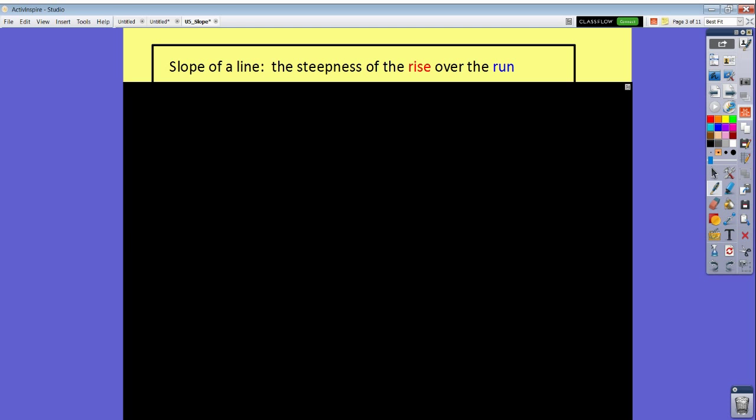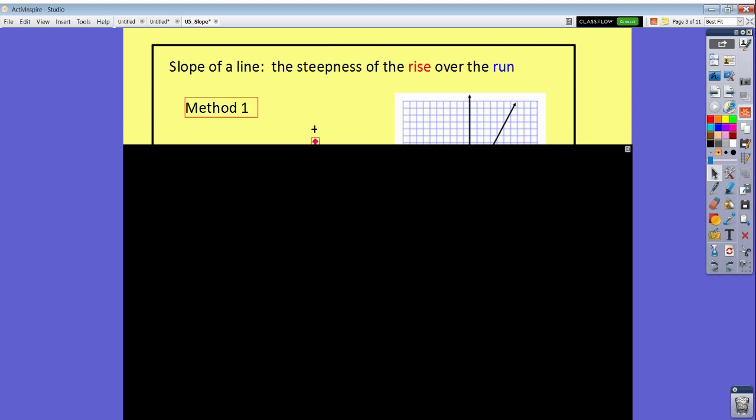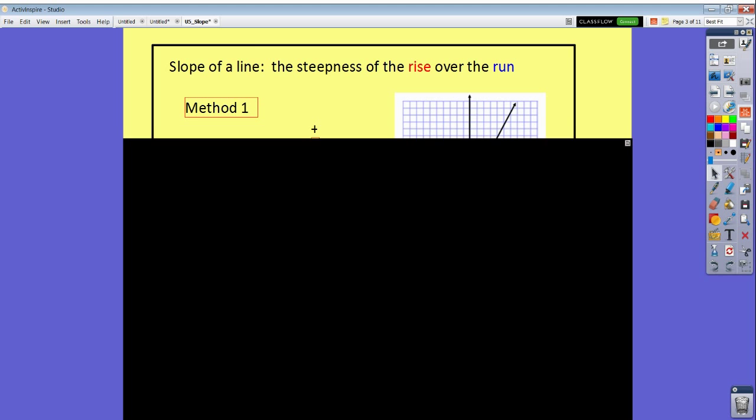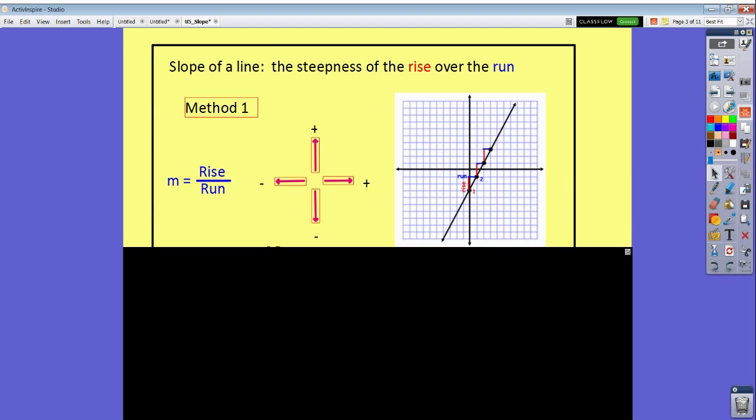So going on, slope of a line can be defined as the steepness of the rise over the run. So there's a couple of ways that we can find slope. The most common way, or the one that most people remember, is rise over run. So this is method one. It's very important that you understand both methods because sometimes it's better to use rise over run. Sometimes it's going to be better to use the other method.